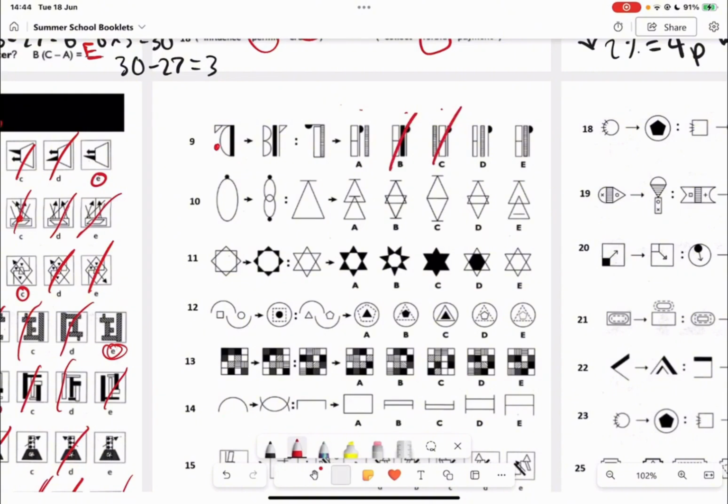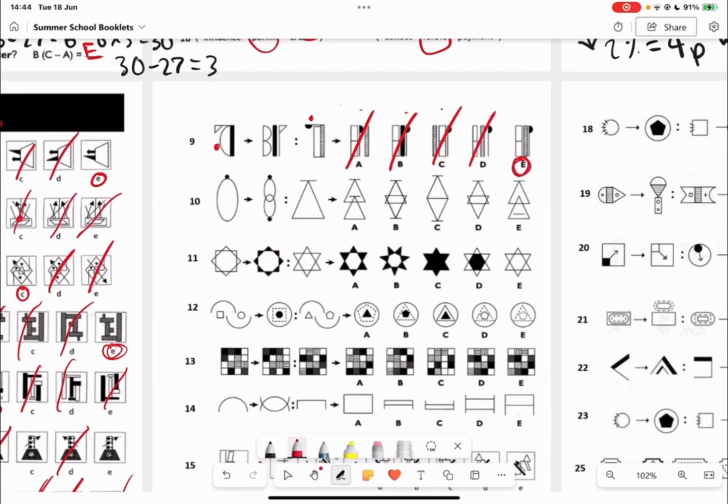And then we can see that the semicircle at the top will then become a vertical line on the side, so it cannot be A. But now we need to identify the difference between D and E. And we can see that this is the thickness. So D is thinner, so it will not be that because it must maintain the same thickness as our original shape. So our answer will be E.